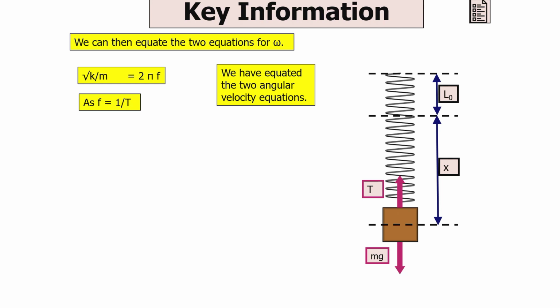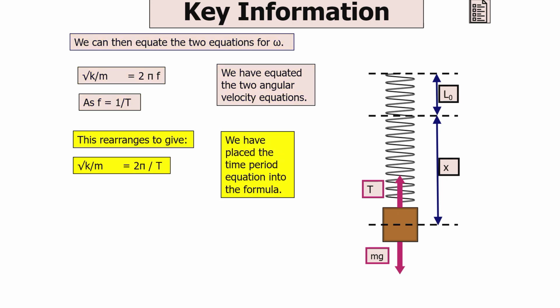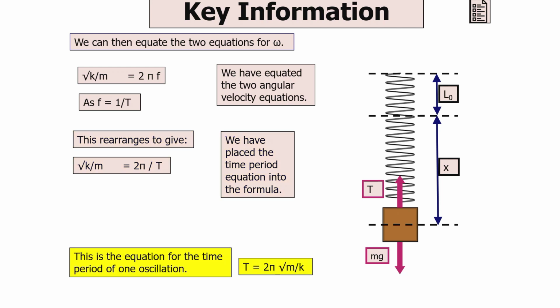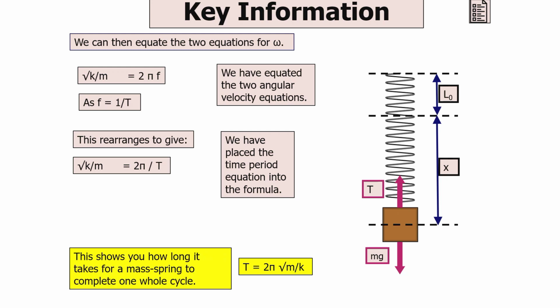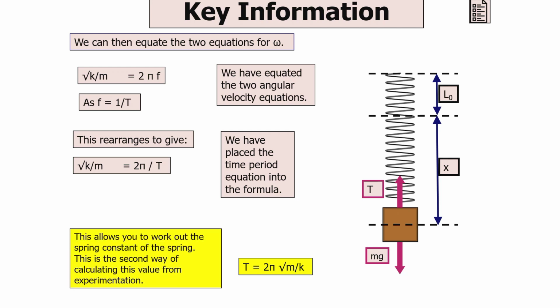So therefore we can place the time period equation into the formula and get the square root of k over m is equal to 2 pi over T. So we can rearrange it and get our equation for the time period of one oscillation, which is T is equal to 2 pi times the square root of m over k, which shows us how long it takes for a mass spring to complete one whole cycle, and it also allows you to work out the spring constant of the spring, which is a second way of calculating this value from experimentation.